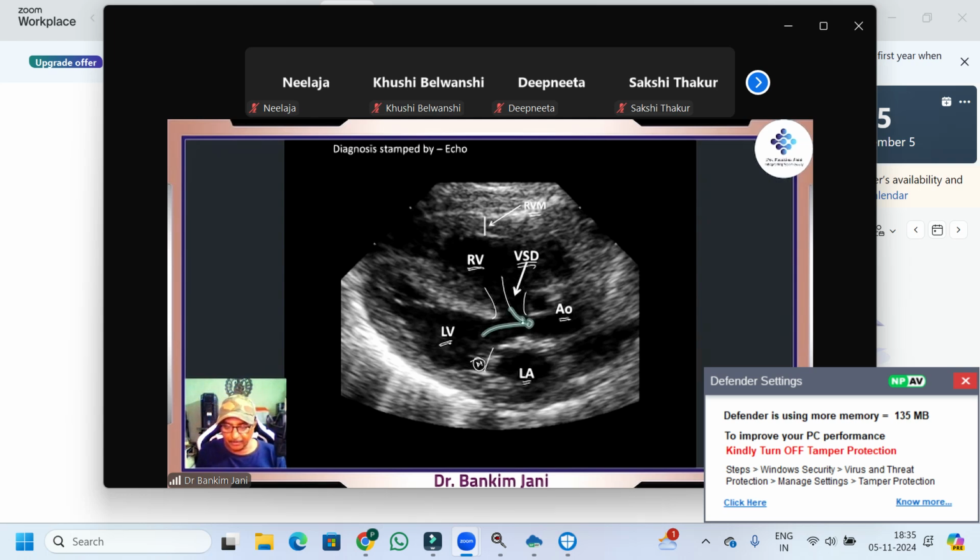So this is where you see the overriding of aorta as well as ventricular septal defect, and right ventricular musculature that is so much thickened. It is thickened almost to the same level of left ventricular musculature. So here three things are confirmed: right ventricular hypertrophy, overriding of aorta, and the ventricular septal defect. This is how you stamp that we are definitely dealing with the tetralogy of Fallot.